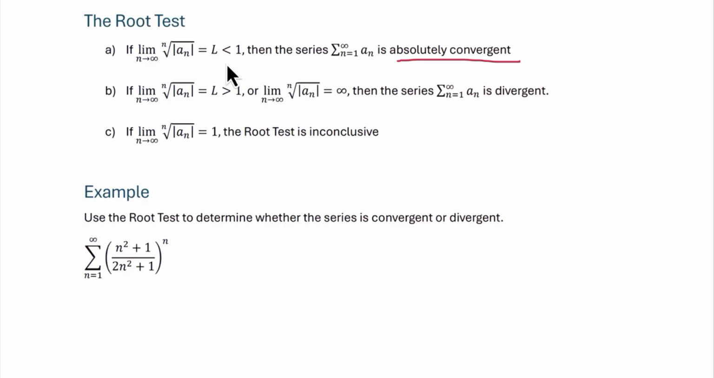Notice this time we don't have a ratio, we're just dealing with the series a sub n. If our limit is greater than 1, then the series diverges. And if the limit is equal to 1, similar to the ratio test when we got a limit equals 1, the test is inconclusive, which means a sub n may diverge or converge. We don't know without additional testing.